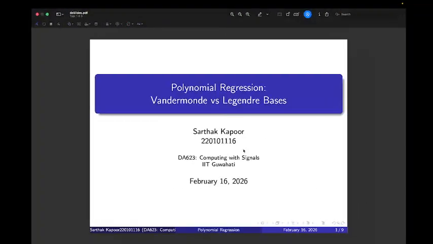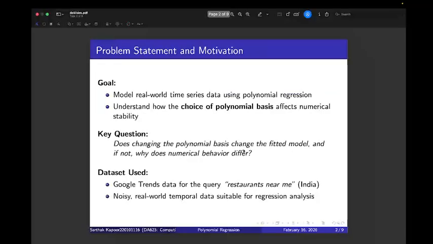So my topic is polynomial regression, and I'll be comparing the Vandermonde versus the Legendre basis. So starting off, I'll talk about the goal. We are using real world time series data, which is derived from Google Trends itself. We have used the query "restaurants near me" in India for the past 3 months of data, and it's noisy real world temporal data. So we are using it for a regression analysis.